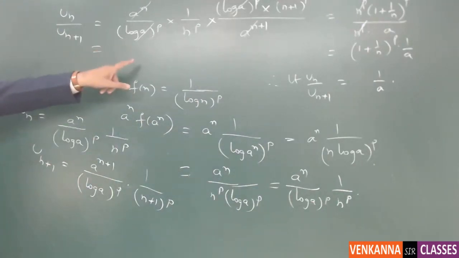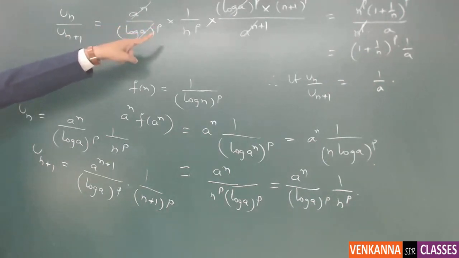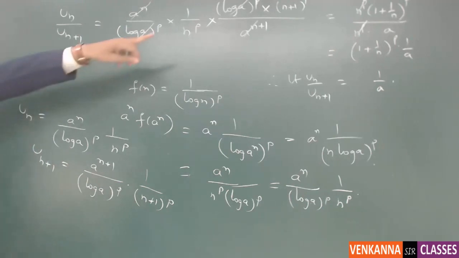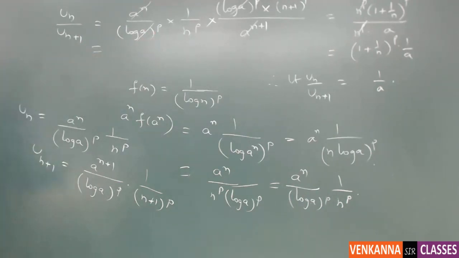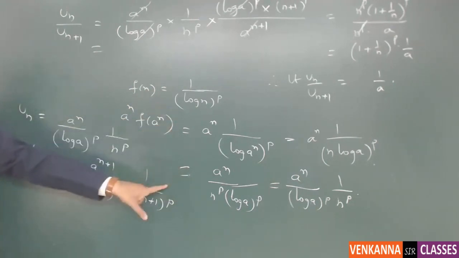Is it visible to all? The top part, what I have written there, that part is not visible for you. So I have simply calculated un by un plus 1. You please check on that. The last part will come like that, otherwise I will write again. So up to this you are clear, right? Up to this part.